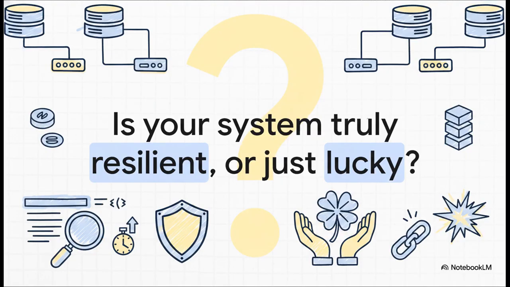So it really leaves us with a provocative question to ask about our own systems today. Looking deeply at our queries, our indexes, our caches, and our overall operational maturity, is our distributed architecture truly resilient? Or, in the absence of rigorous testing and mechanical sympathy, have we just been lucky so far?